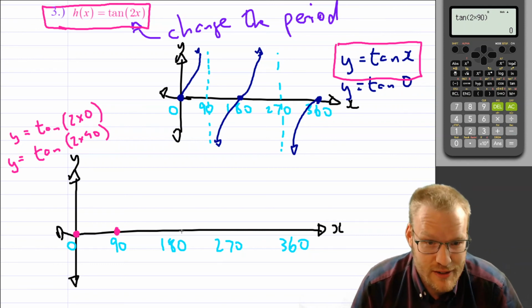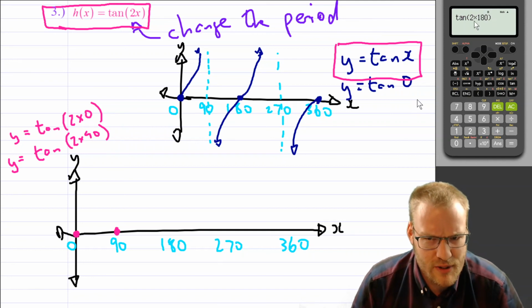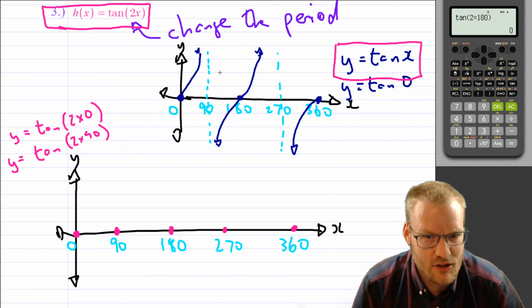Right, so let's see what happens at 180. What's tan of 2 times 180? Well, 2 times 180 is 360. So what is tan of 360? It should also give us 0. So it seems like these are happening twice as often. The x-intercepts were at 0, 180, 360, now they're at 0, 90, 180, 270, 360. So everything's happening twice as quickly.